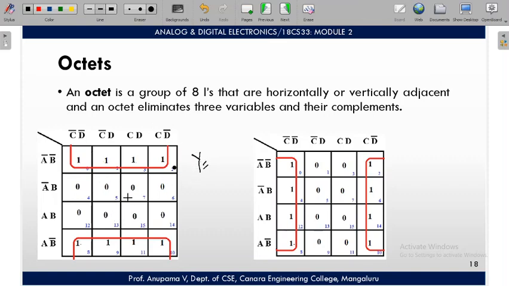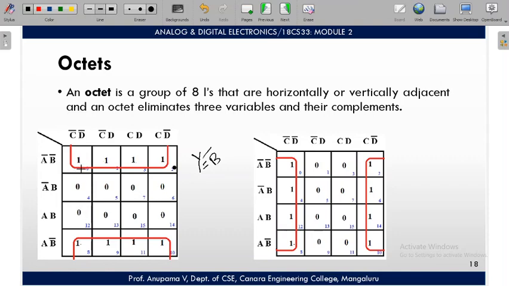So first go row wise. If I go row wise, I can see two terms A bar B bar, A B bar. Now A bar is changing its form from A bar to A. So A bar and A get eliminated, B bar remains.